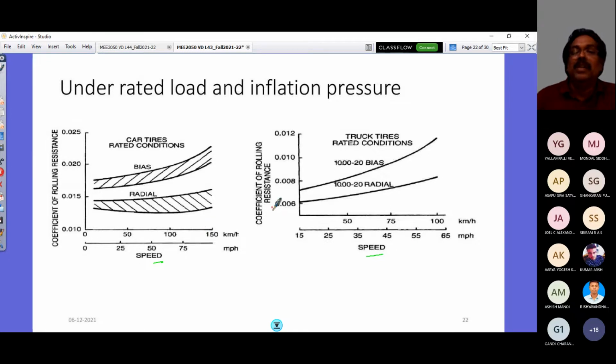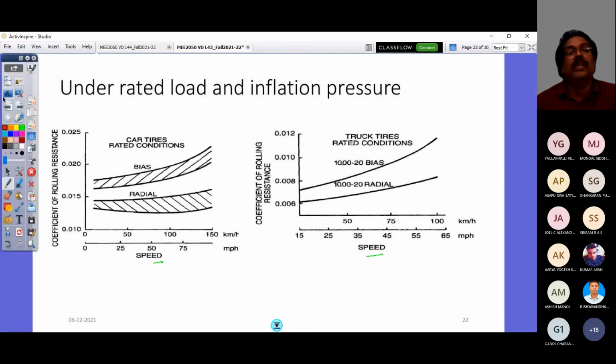So this is how you should understand this influence of speed and the types of tire construction, radial tire and bias tire. So the conclusion in this slide is that the radial tire has less rolling resistance.